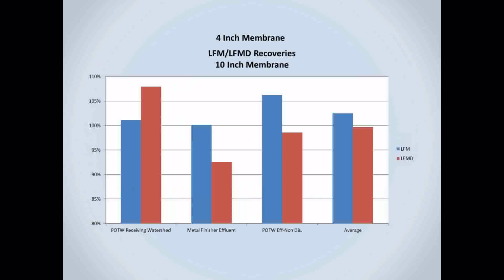And we'll just jump ahead here. LFM, LFMD recoveries, 10-inch membrane. Okay, again, you would expect this very, very homogeneous. There's the receiving watershed. There's a metal finisher effluent. Metal finishers are watched so carefully. They're really careful about what they discharge down the sewer. And there's POTW effluent, non-disinfected. So it just seems the sulfite might be a problem.